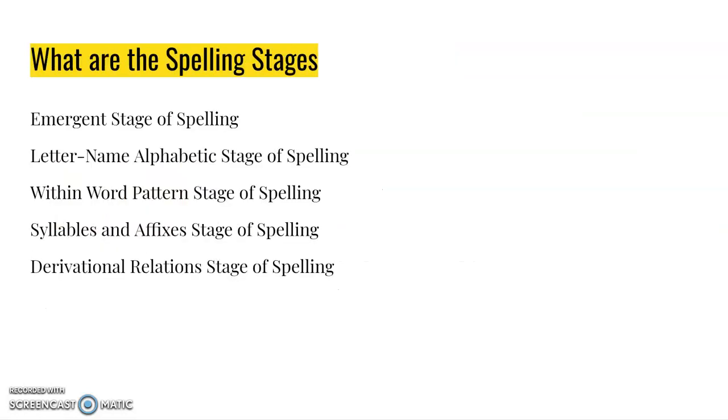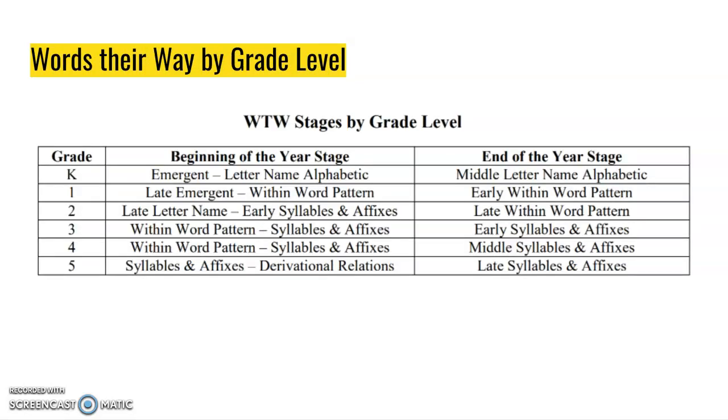When it comes to spelling stages, we have 5 different spelling stages. We have the emergent stage of spelling, letter name alphabetic stage of spelling, within word pattern stage of spelling, syllables and affixes stage of spelling, and derivational relations stage of spelling. We can correlate these stages of spelling to grade level, where, for example, a kindergarten student might start off the year at the emergent stage of spelling and work their way to the middle letter name.